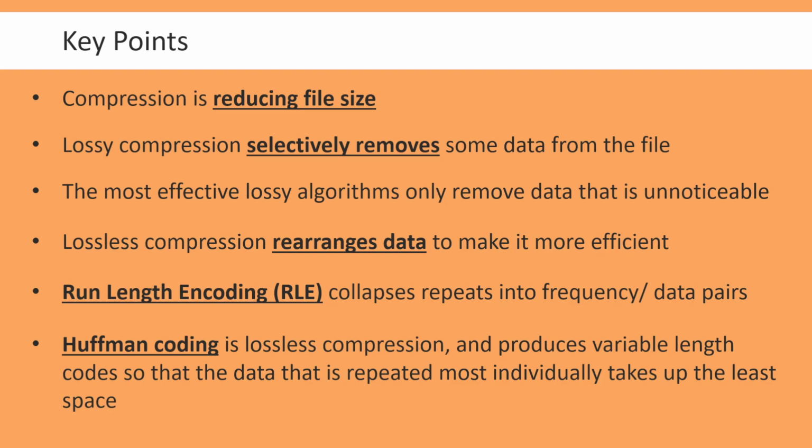Huffman coding is lossless compression and produces variable length codes, where the data that is repeated most individually takes up the least space.